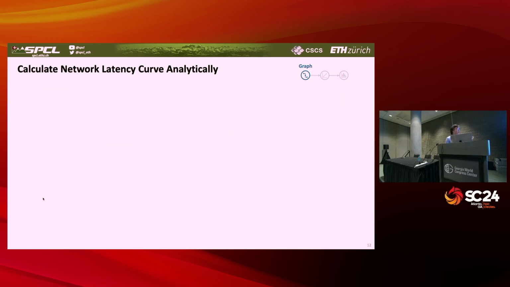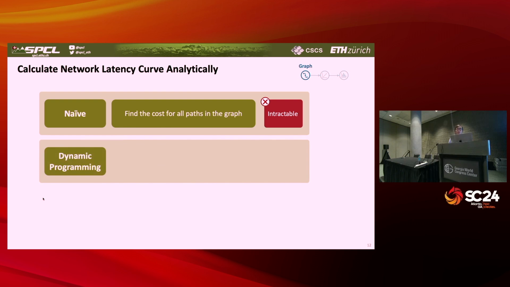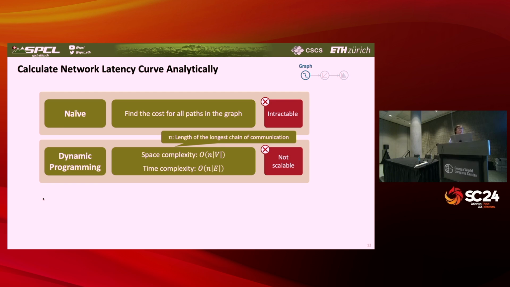So the next question to ask is how do we obtain this latency sensitivity curve analytically? Well, we can use a naive method, which requires finding all of the paths in a graph. And this is fundamentally intractable because we all know that the number of paths grows exponentially with the number of vertices in the graph. So we've come up with a dynamic programming algorithm to deal with this. But during our experimentation, we noticed that dynamic programming is also not scalable because even for smaller graphs with fewer than 500,000 vertices, it consumes a lot of memory and takes a long time to run.